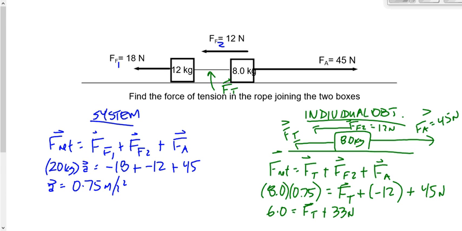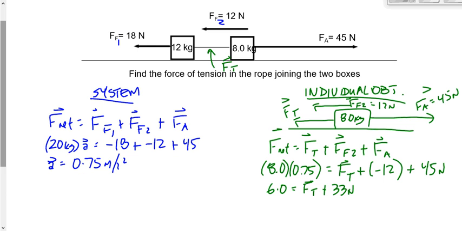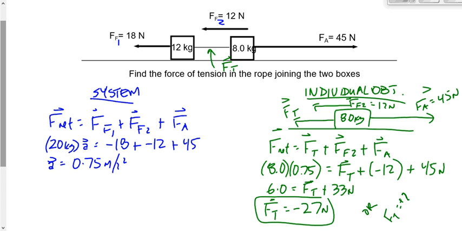We're going to take that 33 over to the other side by subtracting, and we end up getting a value of negative 27 newtons. That's correct. If we had chosen the 12 kilogram object to analyze, we would have gotten an answer of positive 27 newtons. It doesn't matter which you get, both are correct.